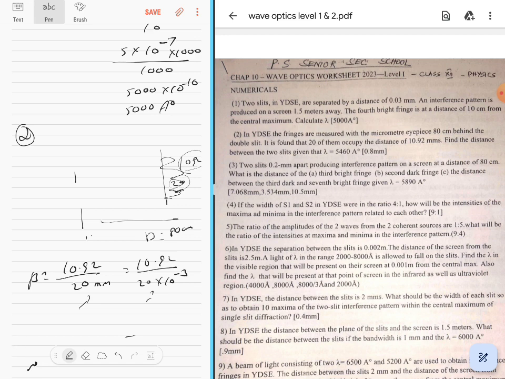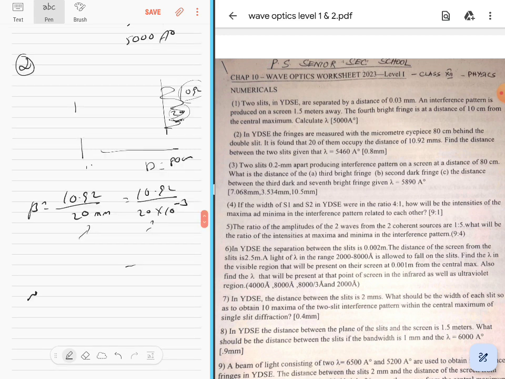Once you find the fringe width, what is the question now? Find the distance between the two slits. Small d is what they are asking. So you know that beta itself is lambda into capital D by small d. So small d is equal to lambda into capital D by beta. So what is lambda? Is it 5460 Angstrom? So 10 to the power minus 10 into capital D. Capital D is nothing but 80 centimeter, which is 0.8 meters, by beta.